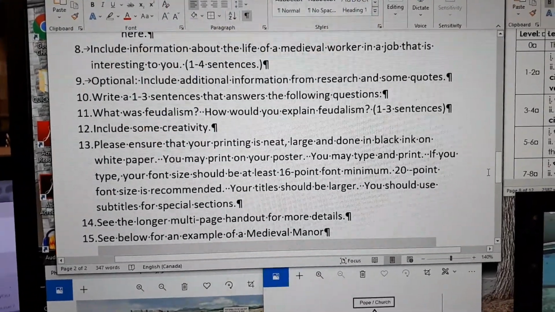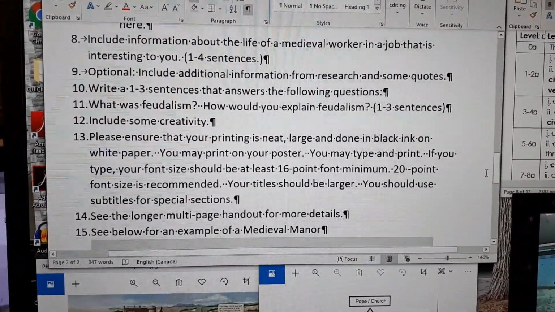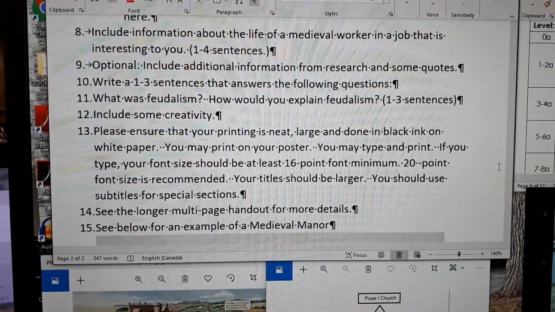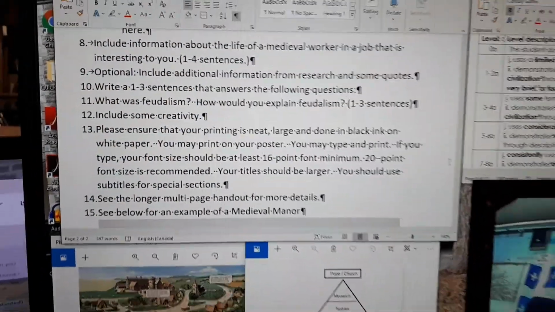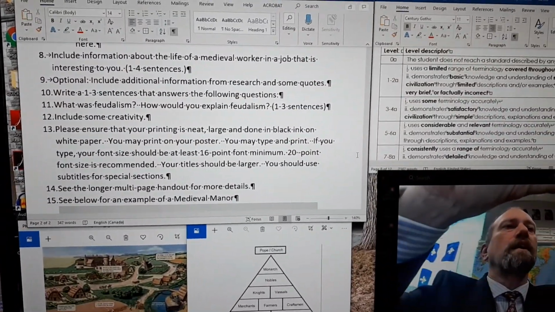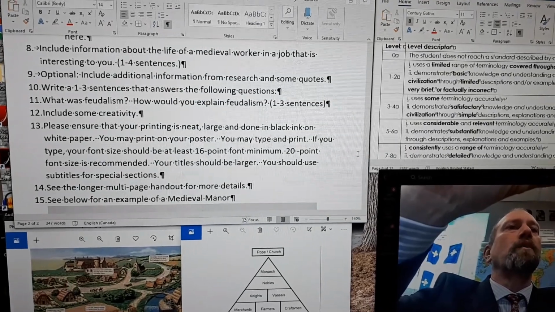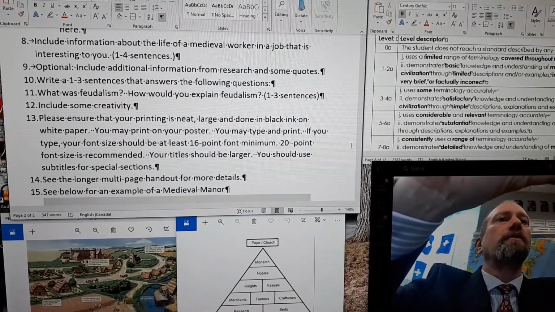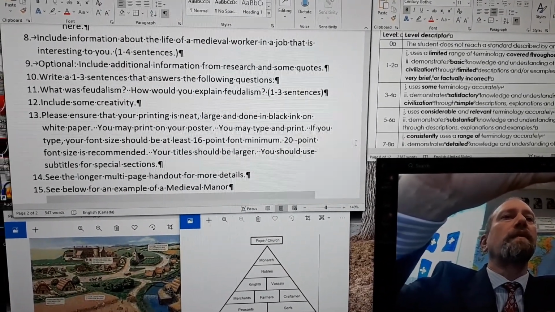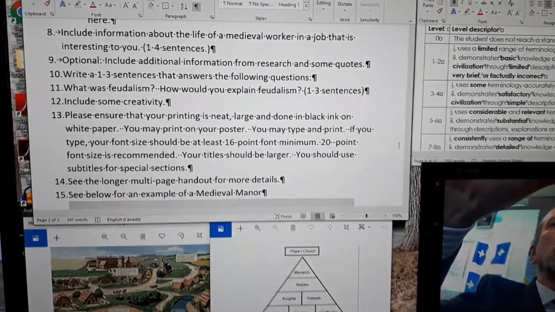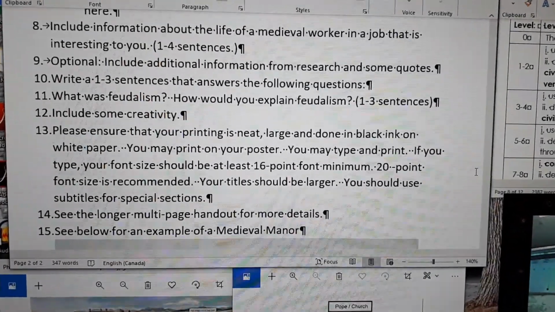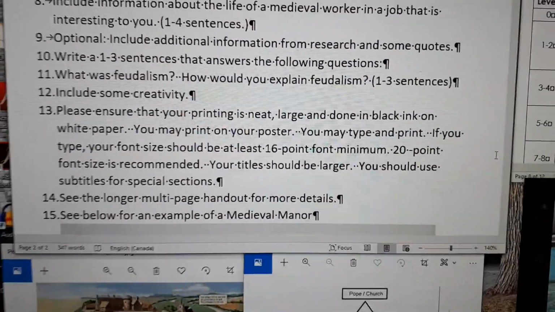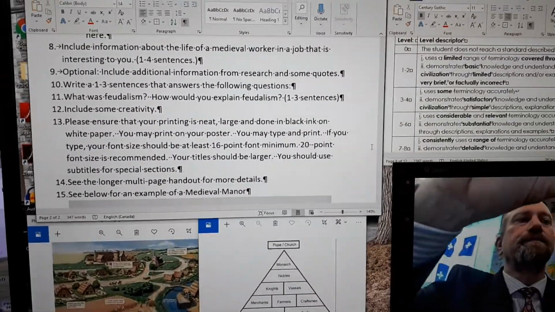Include information about the life of a medieval worker or a job that is interesting to you in 1 to 4 sentences. Optional, include information on the research and some quotes. Write 1 to 3 sentences that answer the following question. What was feudalism? How would you explain feudalism in 1 to 3 sentences? Include some creativity.